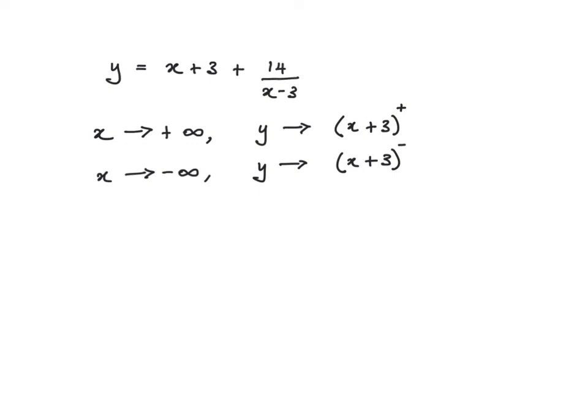So if I sketch in my oblique line, which has equation y equals x plus 3, for large positive values, we're above y equals x plus 3. Large positive values are in this direction. Large negative values are in this direction. So as we move to the left in our diagram, we're approaching the line y equals x plus 3 from below.